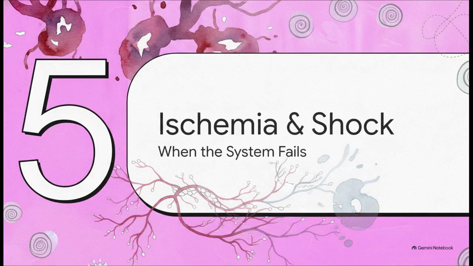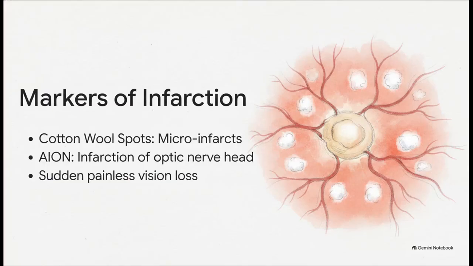And finally, Section 5, Ischemia and Systemic Shock, when the system fails. We have to understand that sudden ischemia leaves very distinct physical scars on the ocular landscape. You might see what we call cotton wool spots, and they look exactly like they sound. Little fluffy white patches sitting on the retina. But they're actually microinfarcts where the nerve's transport system, the axoplasmic flow, has been totally interrupted because of a blocked arteriole.